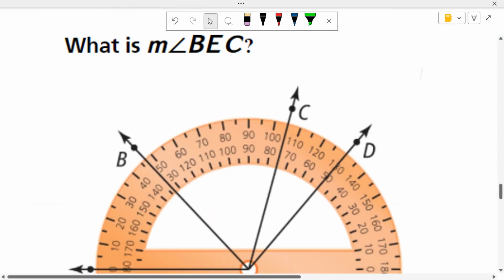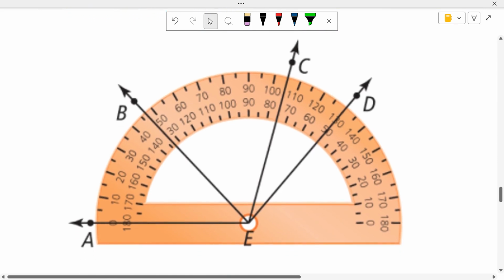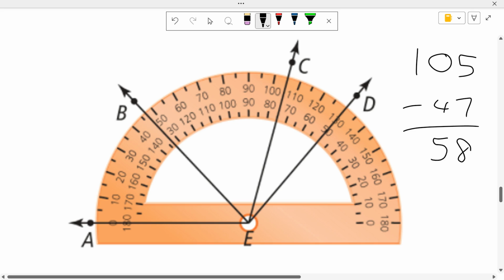120 degrees. So we want to figure out what angle BEC is. Now they're not very nice. C is at 105, going on the outside track. C is at 105. But this is like 47, I would say. So you'd have to take 105 and 47, and would you add, subtract, multiply, or divide? Subtract. You'd subtract those to get 58. It's a 58-degree angle.